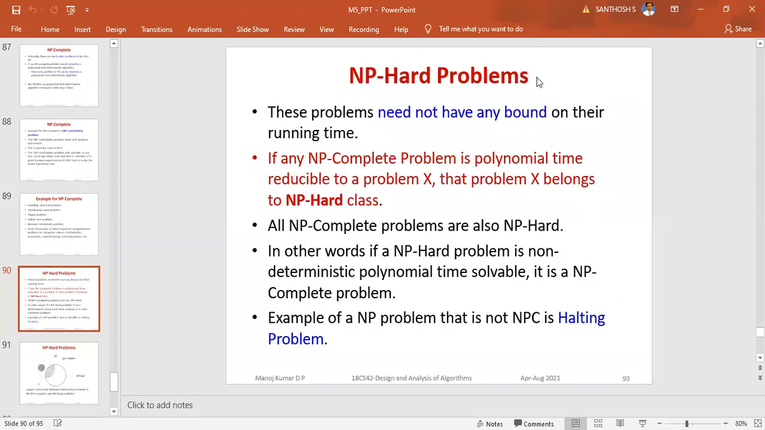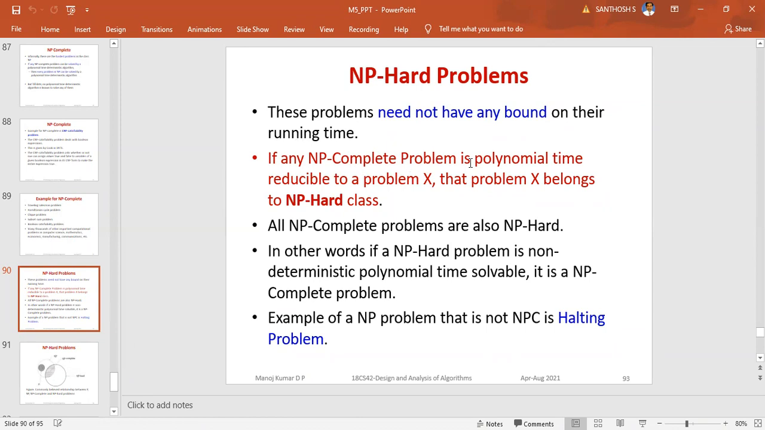Now NP hard problems. These problems need not have any bound on their running time. So now we are at the last case: P, NP, NP complete, NP hard. Now we are under NP hard. These problems need not have any bound on the running time.